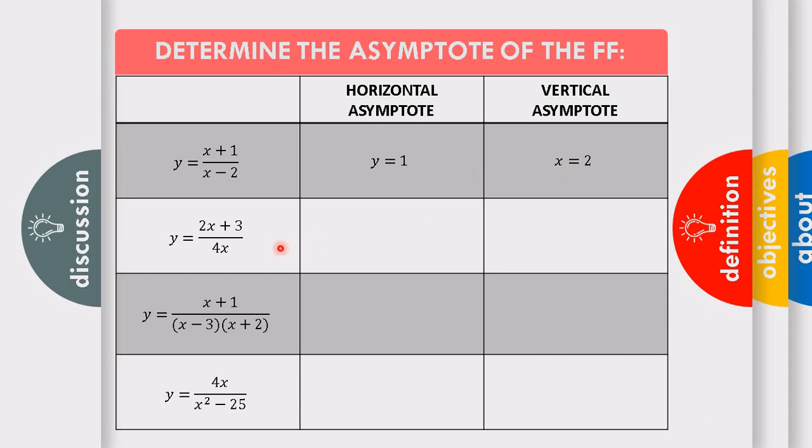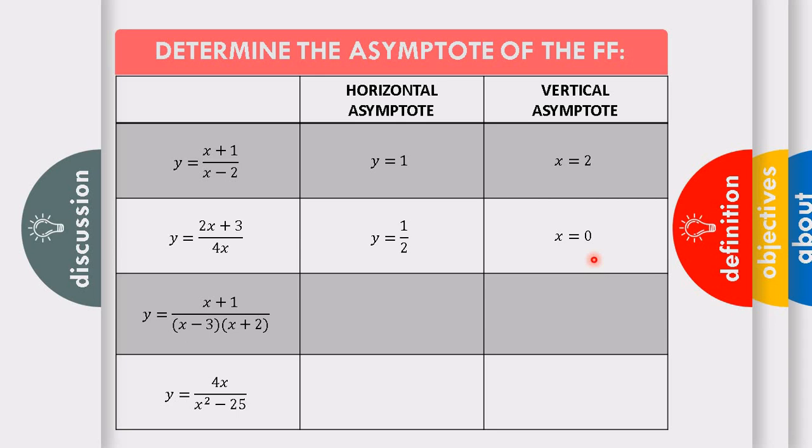Next one, second rational function: 2x plus 3 over 4x. For the horizontal asymptote, the leading terms for the numerator and denominator are 2x and 4x. So both have a degree of 1, 2x raised to 1 and 4x raised to 1. Therefore, we get the coefficients. Numerator, we have 2. Denominator, we have 4. Divide them, 1/2. So y equals 1/2. And the vertical asymptote, what makes the denominator 0? 4 times x. So think of a number, if multiplied by 4, the answer is 0. So obviously it is 0.